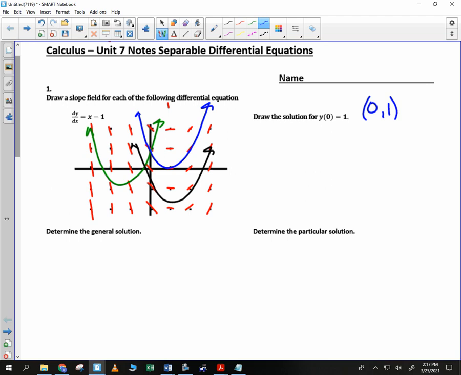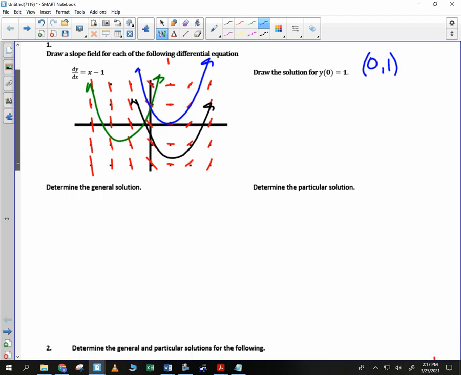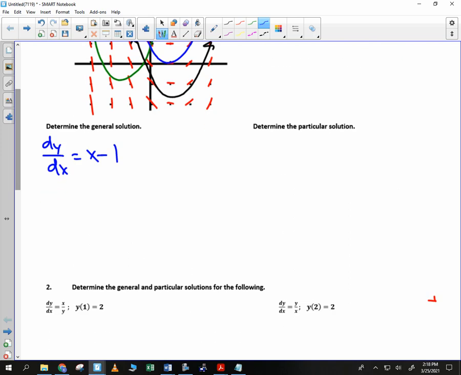Watch what happens when we find what's called the general solution. So dy over dx equals x minus 1. What that means is dy over dx equals x minus 1, or dy equals x minus 1 dx. So I multiply the dx to the other side. Are you okay with that? In order to get rid of the dy and the dx, I take the integral of both sides.